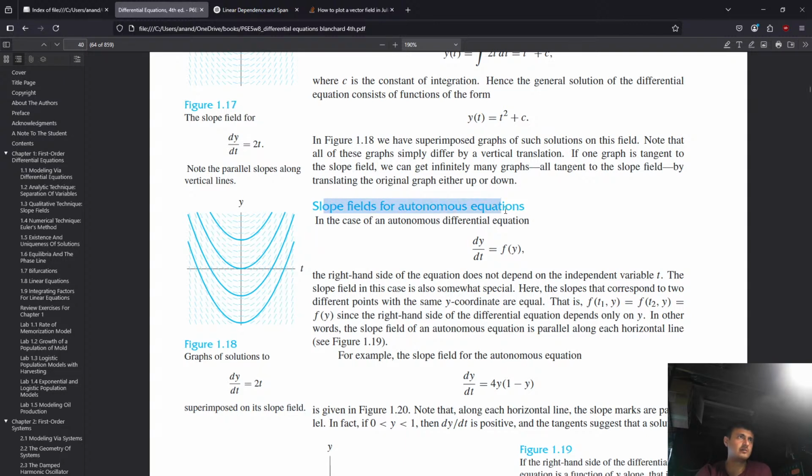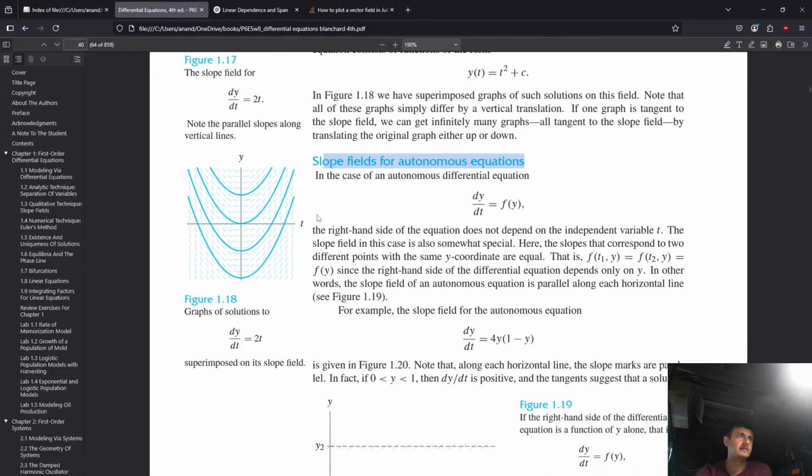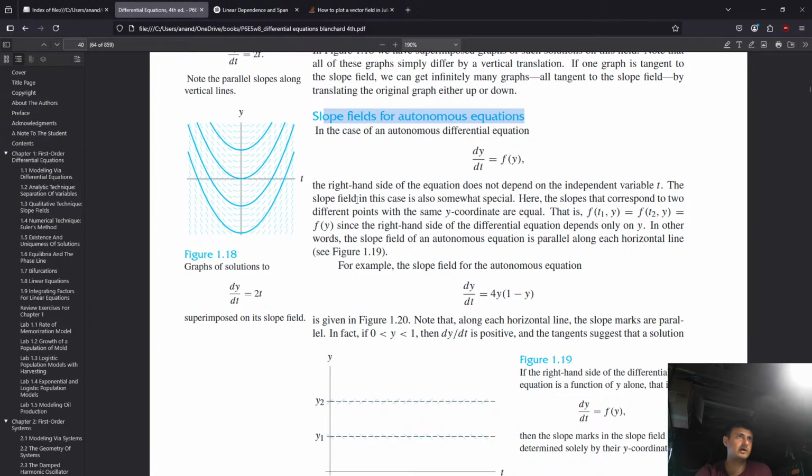Slope fields for an autonomous... Right, okay. This is the other case. In the case of an autonomous differential equation, y dot equals f of y, the right-hand side of the equation does not depend on t. The slope field in this case is somewhat special. Here, the slopes... So let me write this down. So, in the case where y dot equals f of t, the slope fields are y invariant or something. I don't know.